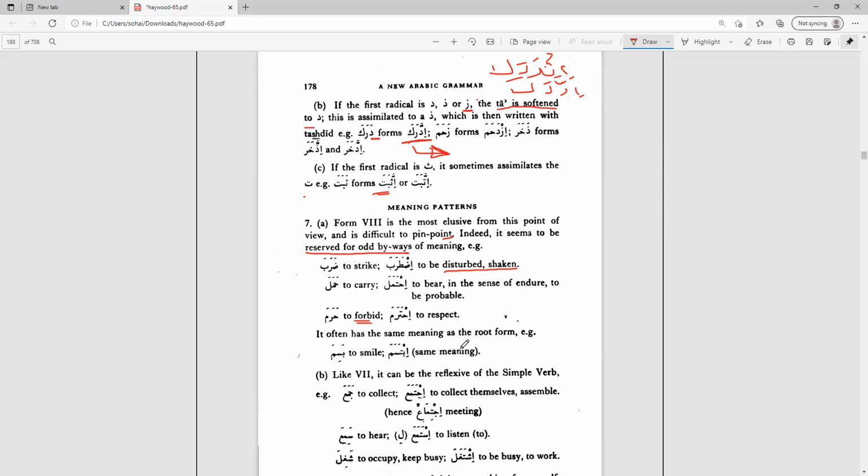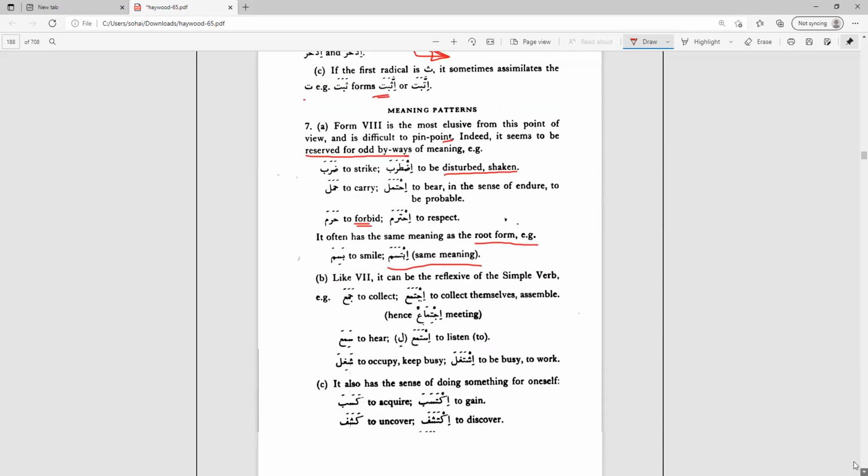It is often the same meaning as the root form. So it says often the meaning is the same as with form 1. So basima means to smile. Ibtasama means to smile, the same meaning. Okay, so continuing on.